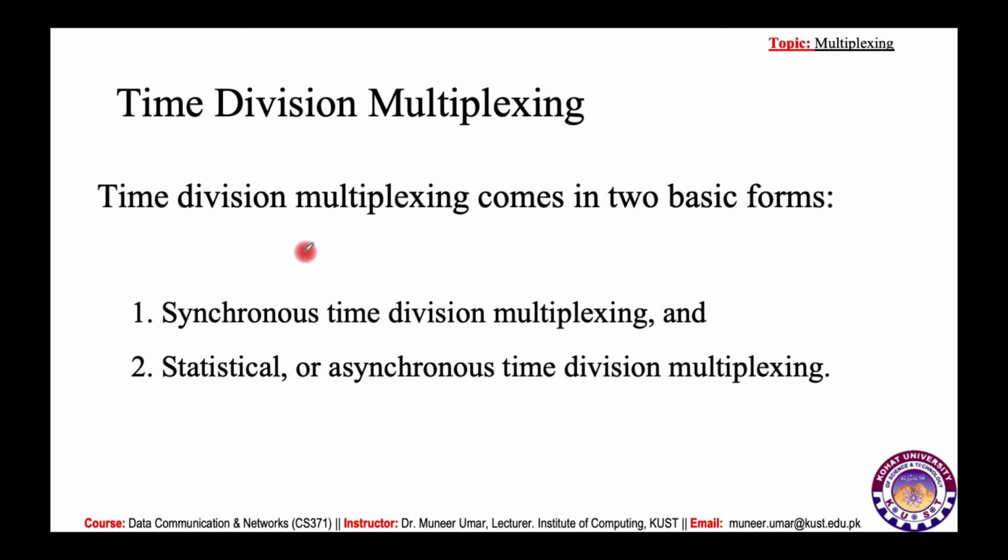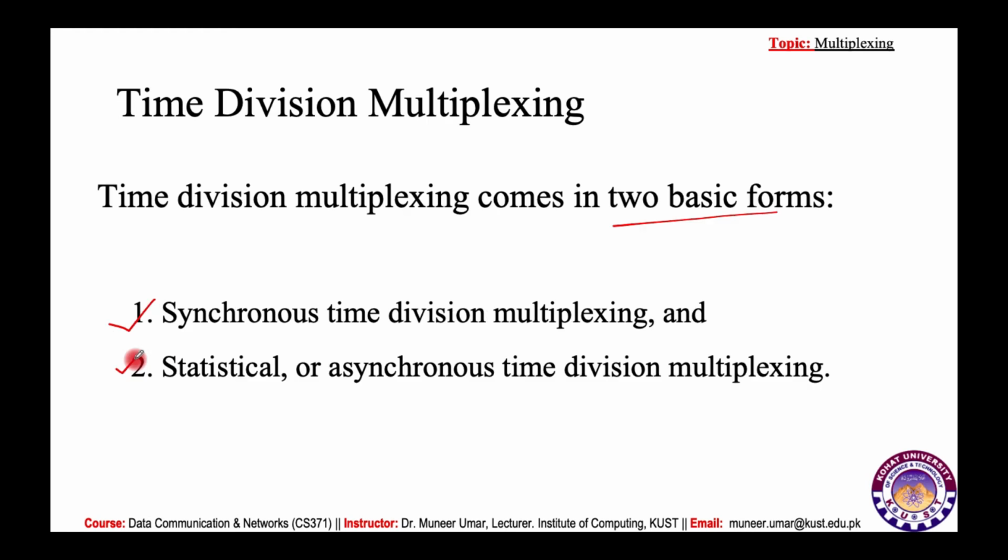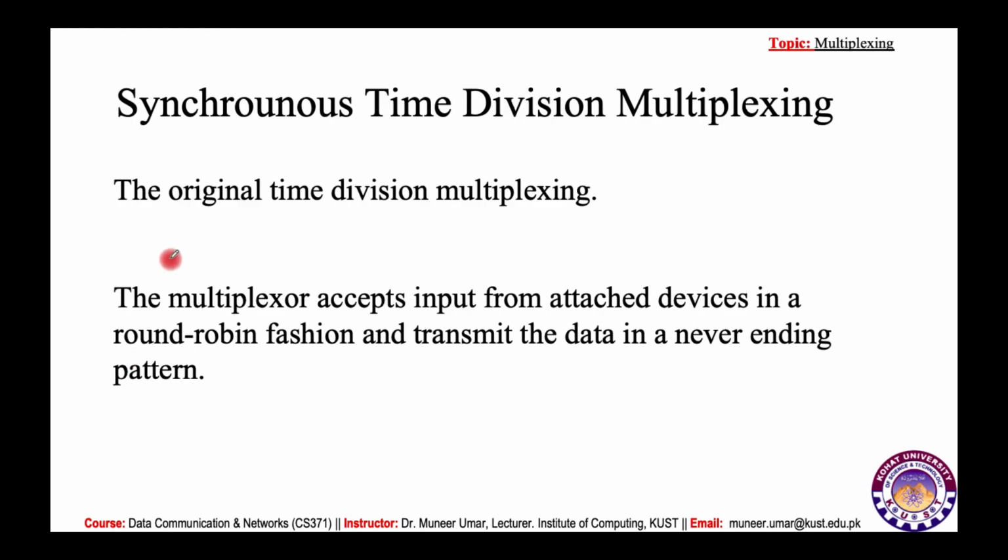Time division multiplexing comes in two forms. The first one is synchronous time division multiplexing, and the second one is statistical time division multiplexing. This one is also known as asynchronous time division multiplexing. First, synchronous time division multiplexing. The first one, the original time division multiplexing, which we have studied now.